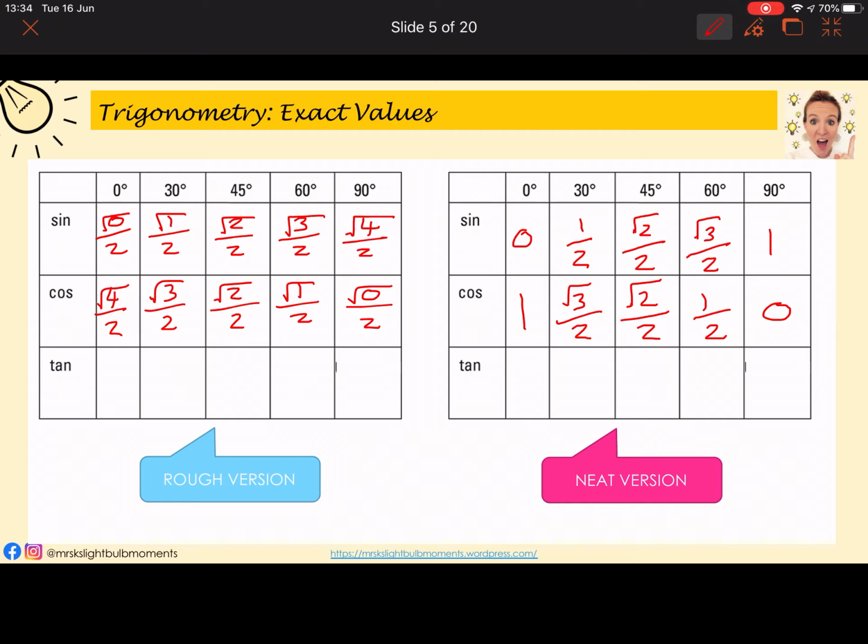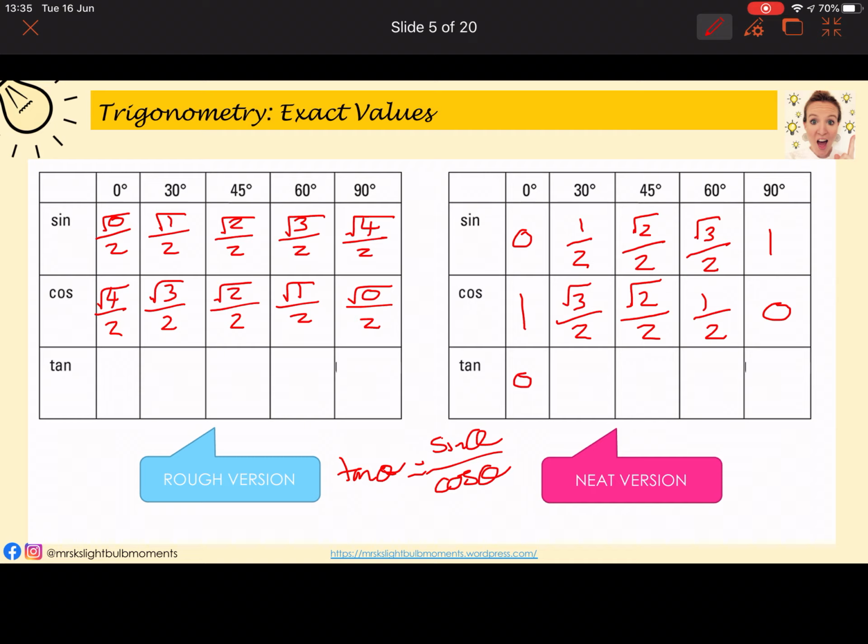Now we've got to work out tan. Now tan, we've actually got a formula. You don't need to know it at GCSE, but just to show you where it comes from, tan theta is the same as sine theta divided by cos theta. So all that means is you do your value for sine divided by your value for cos. So let's look at our neat version here. To find tan of 0, we've got to do 0 divided by 1. 0 divided by 1 is still 0.